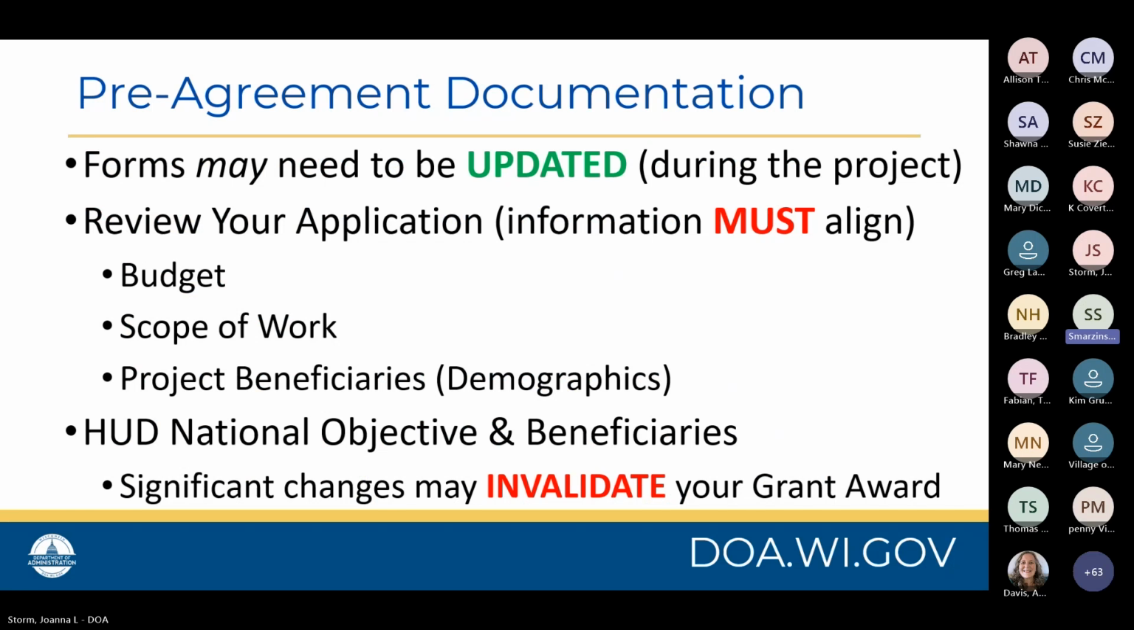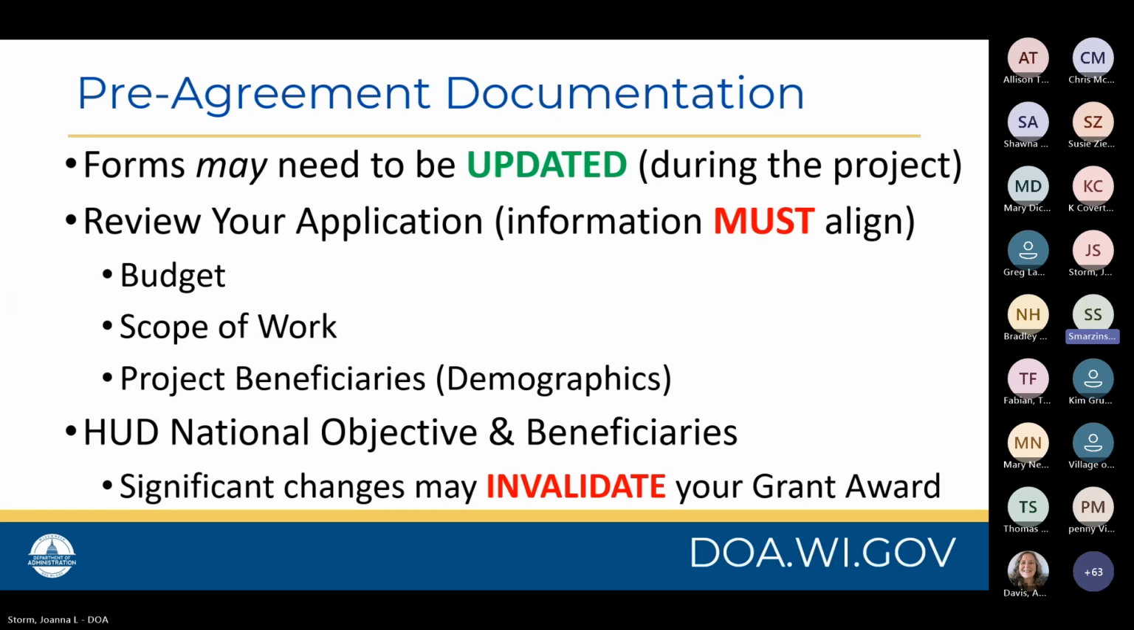Keep your completed pre-agreement documentation with your local CDBG project files. Forms may need to be updated. Information such as staff changes and bank account information may change unexpectedly during the project. Make sure forms are updated and sent in to your project representative. Review your application carefully. The information previously presented and approved for the award must align with or support what's placed in your grant agreement. So double check the budget, the scope of work, and project beneficiaries for clarity.